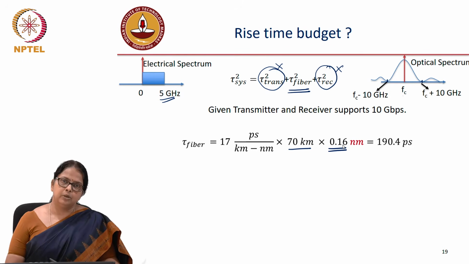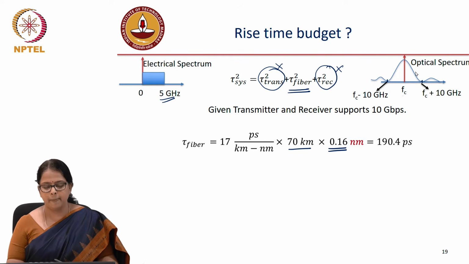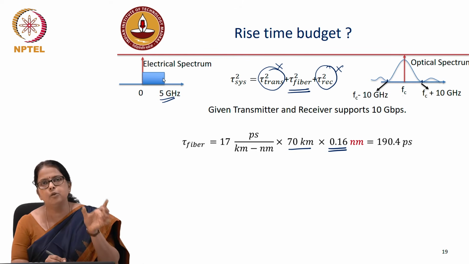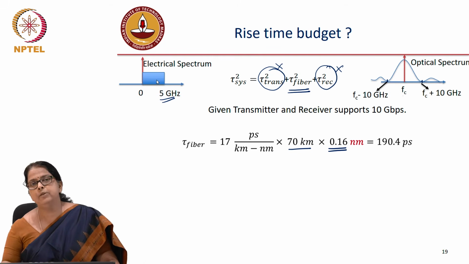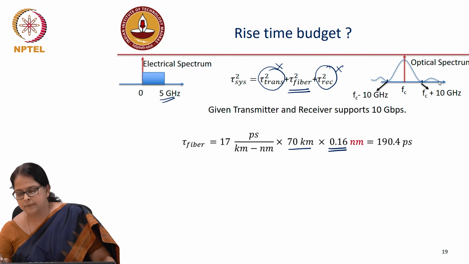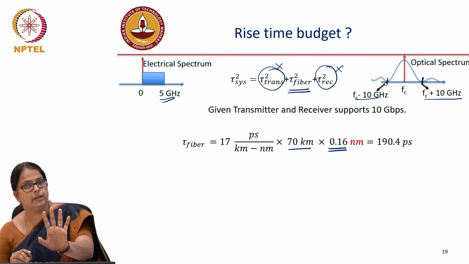So here is where it could be a bit confusing, which is why I have these two spectral pictures. When we say electrical spectrum, that is B divided by 2, the equivalent bandwidth of the low pass filter of the receiver. Okay, that's 5 gigahertz, that's sufficient. But when you transmit an NRZ signal at 10 Gbps, this is how the optical spectrum looks. This picture I showed you earlier also: after modulation, when you propagate through the fiber, the spectrum will have the first null at Fc plus 10 gigahertz and Fc minus 10 gigahertz. This is what is propagating through the fiber.